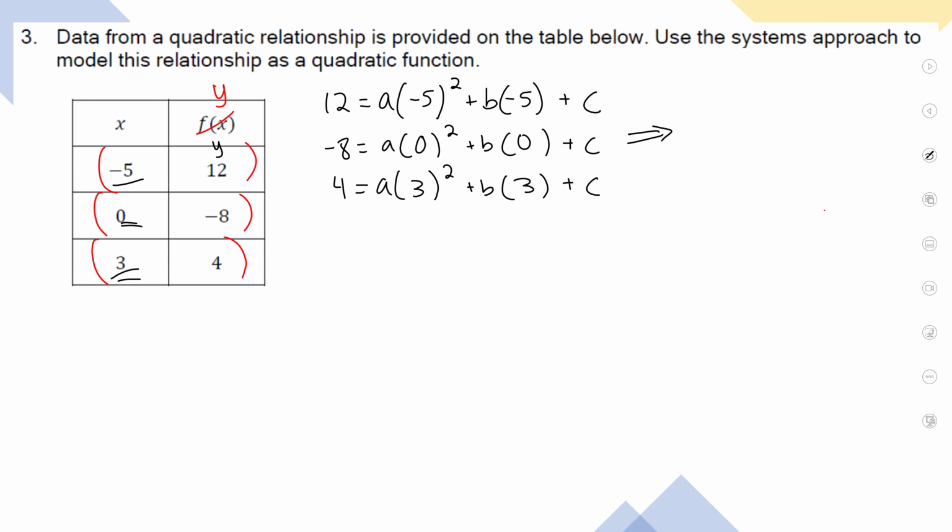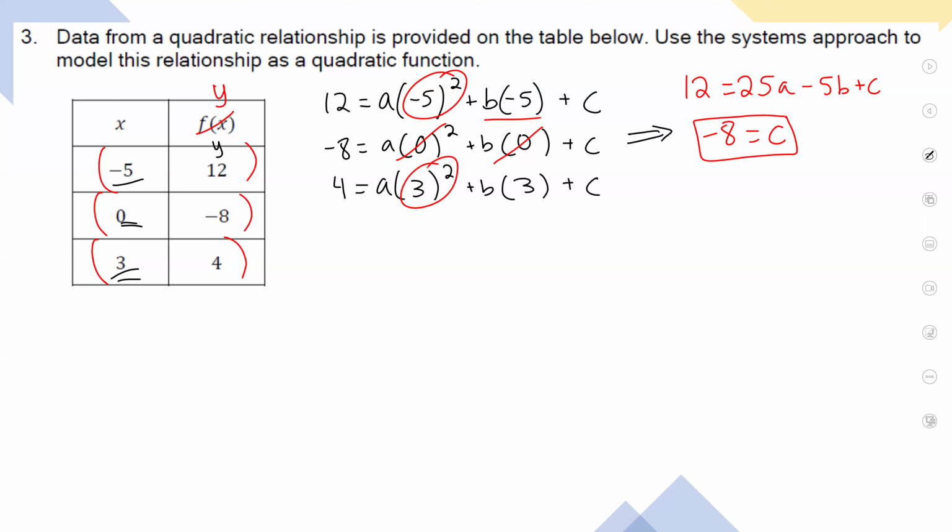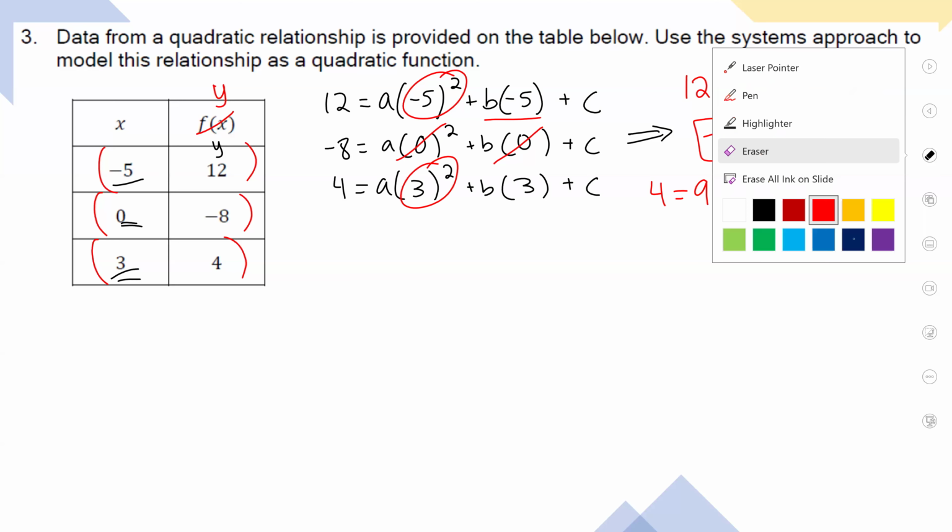This will become 12 equals 5 squared is 25a. This is minus 5b plus c. This one, this cancels and that cancels because that's just 0. I'm left with negative 8 is c. And then this will become 9. So this is 4 equals 9a plus 3b plus c. Guys, since I already know what c is, let's go ahead and plug those in. So I know that c is negative 8. So I'm going to plug that in right here.